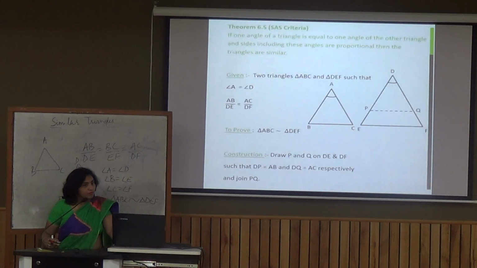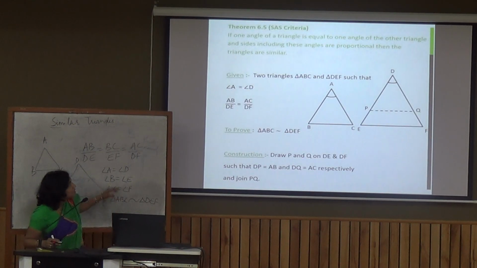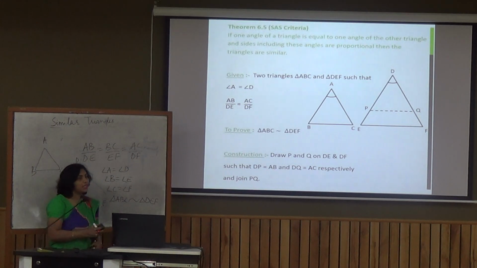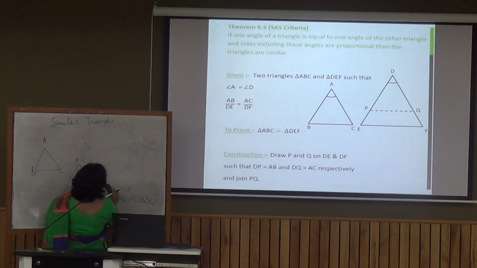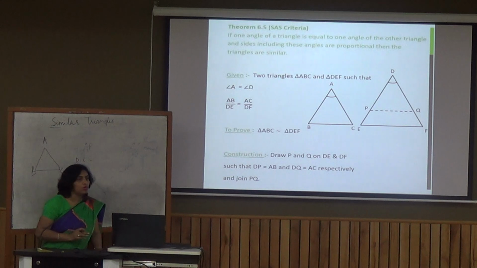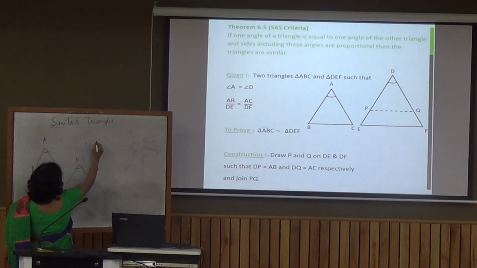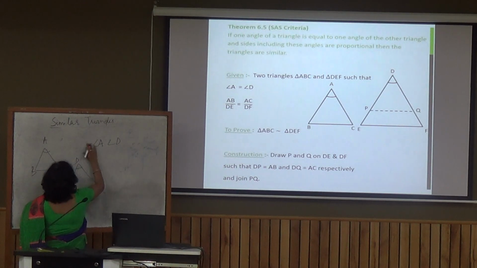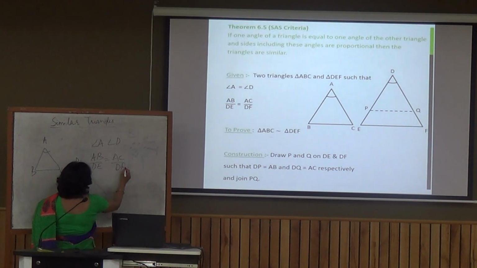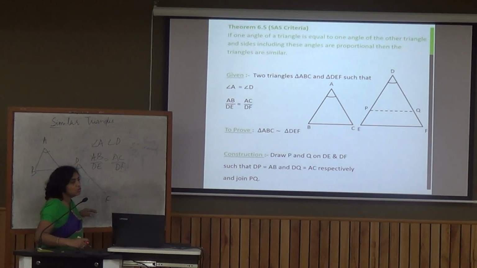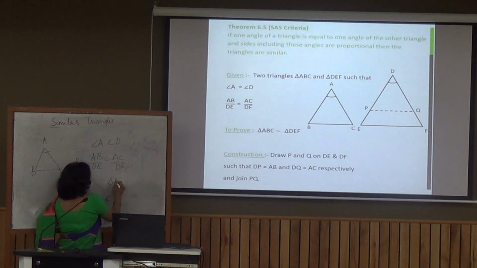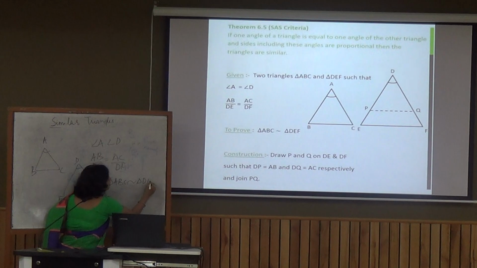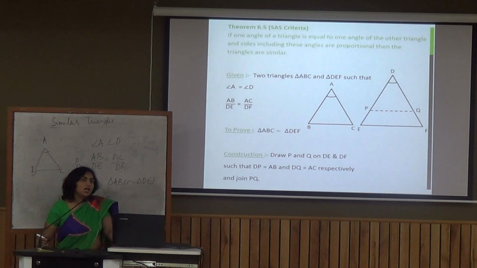Then we have SAS criteria, which says if one angle of a triangle and the sides containing it are in the same ratio to the angle and the sides containing it of the other triangle, that is, angle A is equal to angle D and AB upon DE is equal to AC upon DF, then the two triangles are said to be similar. This is called SAS criteria. So to prove similarity of the triangles we have three criteria: AA, SAS and SSS.